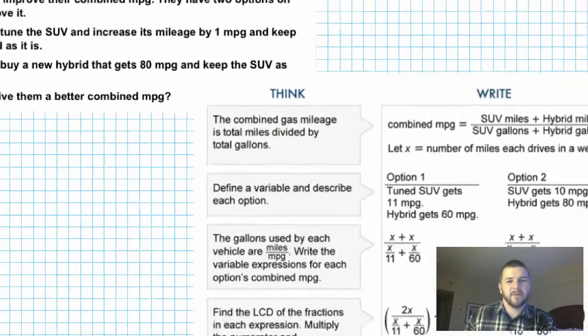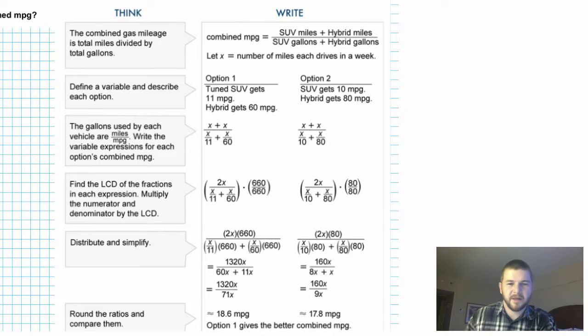Alright, so the book lines this problem out nicely for us. Again, what we should think on the left, what we should write on the right. We know that miles per gallon is really just a rational expression. We would have a numerator representing miles, a denominator representing gallons. And so since we're talking about the sum of miles between these two vehicles and the sum of gallons of fuel spent between these two vehicles, it makes good sense to write what we see here at the right.